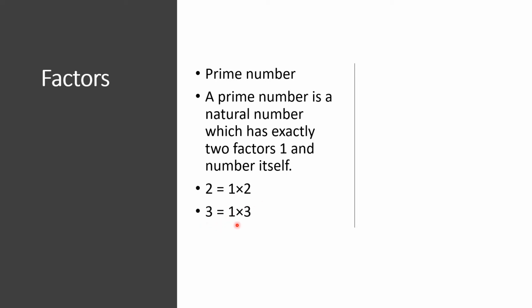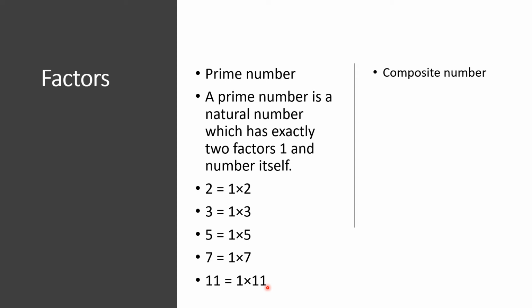In a similar way, 3 is also a prime number. Why? Because the factors of 3 are 1 and 3 only. Then 5 is also a prime number because the factors of 5 are 1 and 5 only. In a similar way, 7 is also a prime number because the factors of 7 are 1 and 7 only. Now, what are the factors of 11? Yes, 1 multiplied by 11. It means 1 and 11 are factors of 11. That's why 11 is also a prime number.